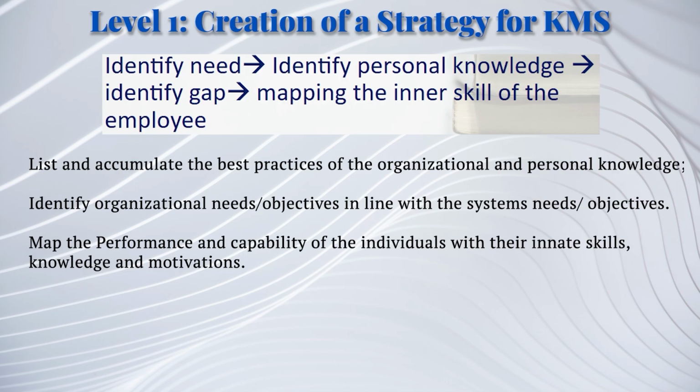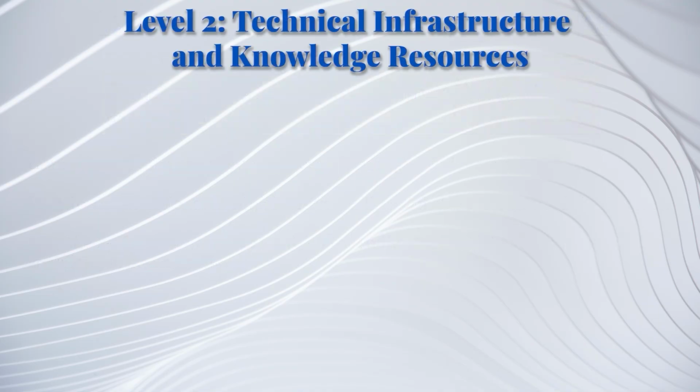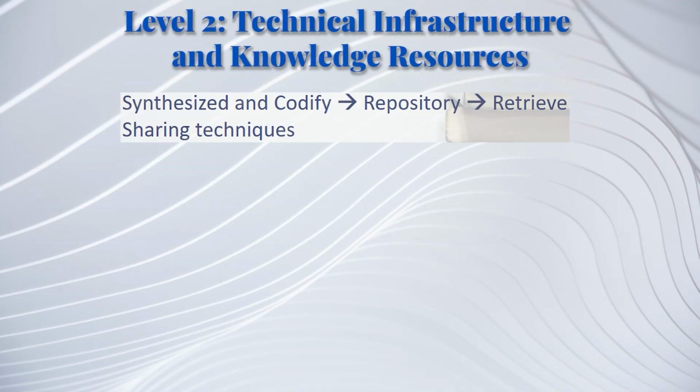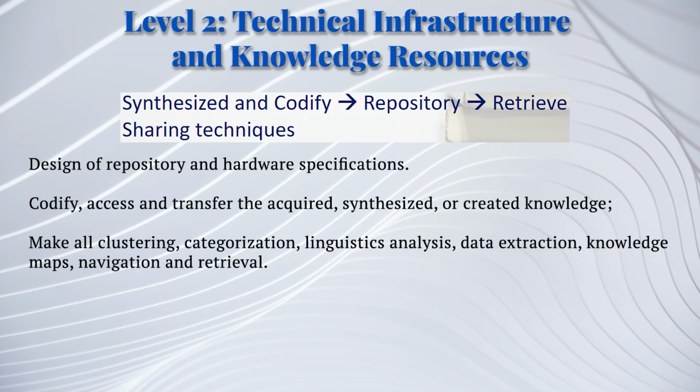It starts with defining objectives and organizational need, then identify the key knowledge assets that may be explicit and tacit. Identify existing knowledge assets and sources, assess the gap, redundancy and inefficiency in knowledge flow. Finally, map the performance and capability of the individual with their innate skill, knowledge and motivation. The second step of capability maturity model is building technical infrastructure, which includes the systems, platforms and technology that support knowledge management, and then identify knowledge resources.